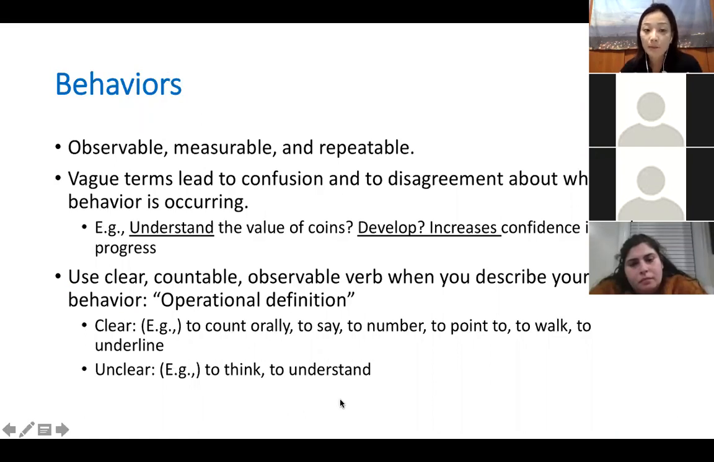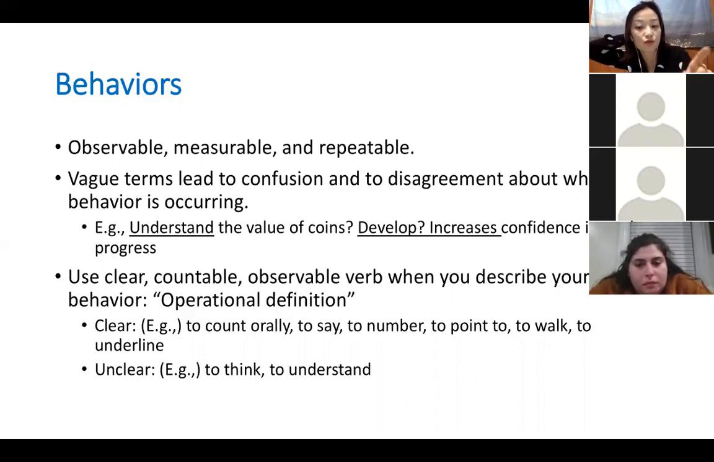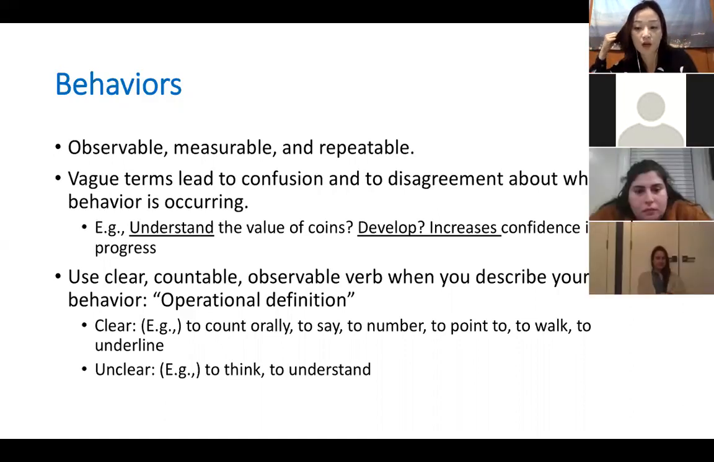So for example, in your objective, if you say understand the value of coin, that is still very vague. You have to say the specific behavior you can see and observe at a moment. So instead of saying understanding the value of coin, you may say the student will match the coin with the right coin value, something like that. So you can see the student moving and doing something at a moment.